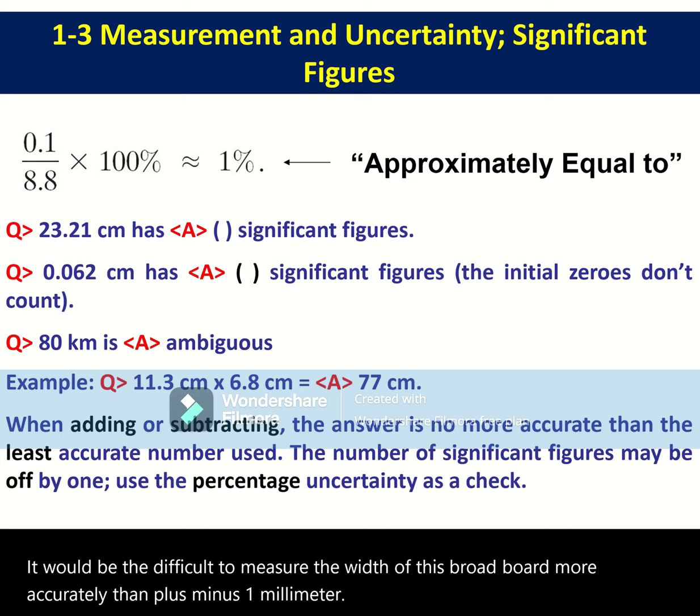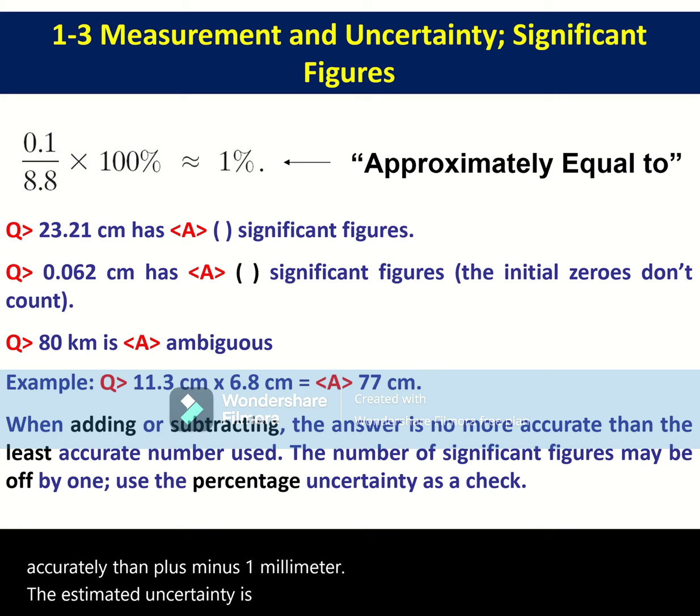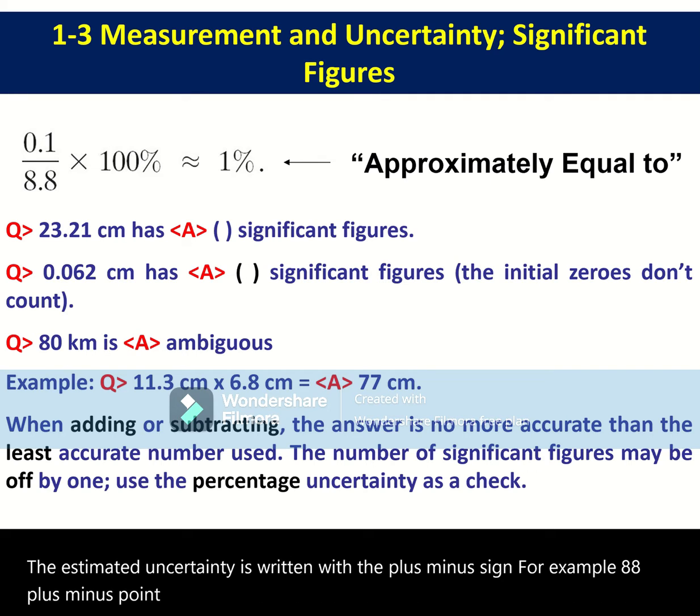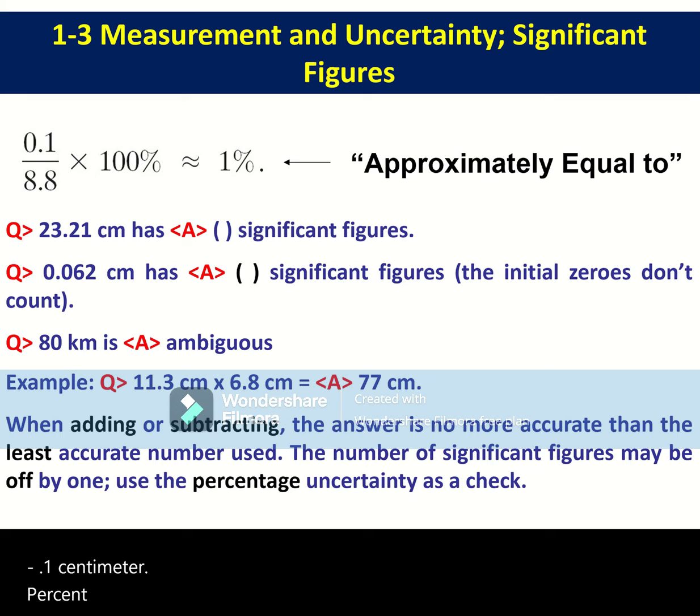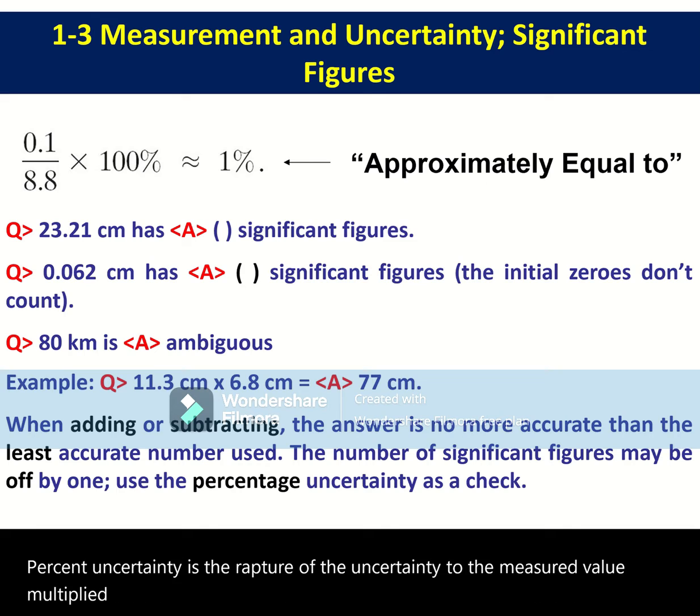It would be difficult to measure the width of this board more accurately than plus or minus 1 millimeter. The estimated uncertainty is written with the plus-minus sign, for example, 8.8 plus or minus 0.1 centimeter. Percent uncertainty is the ratio of the uncertainty to the measured value multiplied by 100.